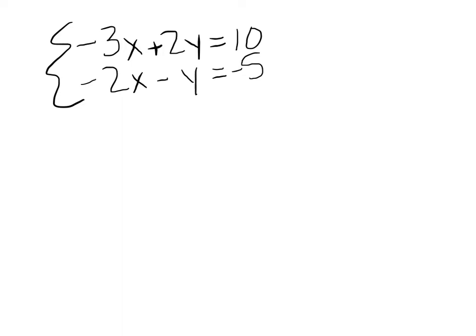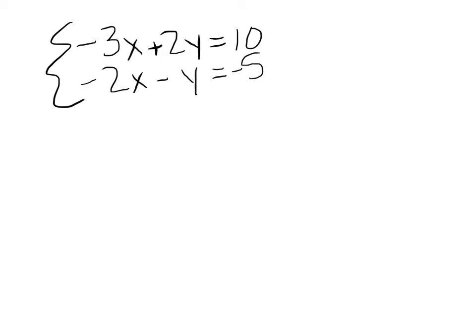Negative 3x, negative 2x. Not opposites. 2y and negative y. Also not opposites. So what we need to do here is make opposites. And we're going to make opposites by multiplying one of the equations, or even 2 of the equations, by numbers. The negative 3 and the negative 2 are probably going to be a little tricky to make opposites of, but the 2 and the negative 1 I can work with.